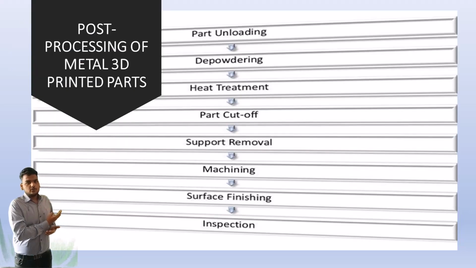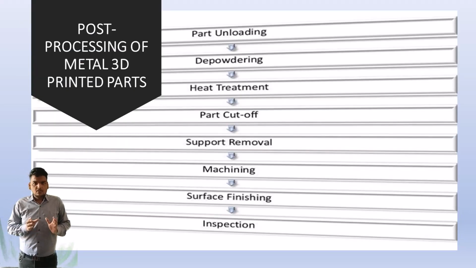There are a few steps in post processing of metal 3D printing. First is part unloading, which means we unload the part from the build platform after building the object. Second is depowdering, which means we remove the extra powder particles from the substrate, and then heat treatment, in which we do the heat treatment process to get better strength and a better surface finish. Next is part cutoff, then support removal, which removes the support material from the actual object, and then we do machining on the object to get a better surface finish, and the next is surface finishing. And then we inspect the object regarding its assigned work.